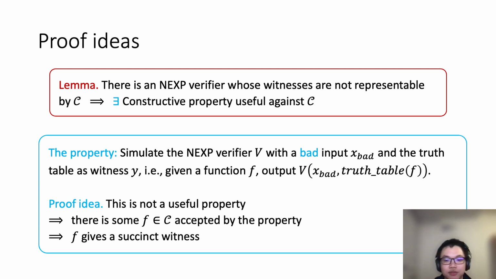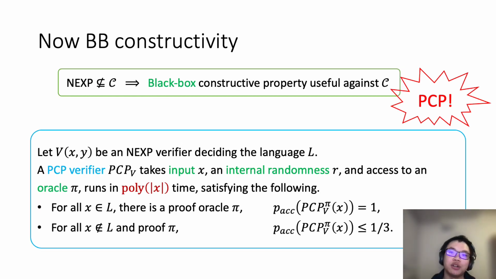So here's the proof. The running time of the property is the same as the NP verifier, so it is polynomial in the truth table of f. Now, our goal is to make it polylogarithmic. How do you do that? As some of you may already figure out, the answer is to use probabilistic checkable proofs.